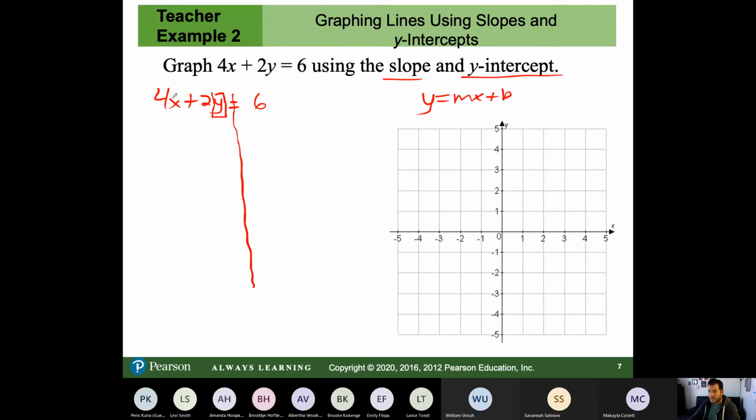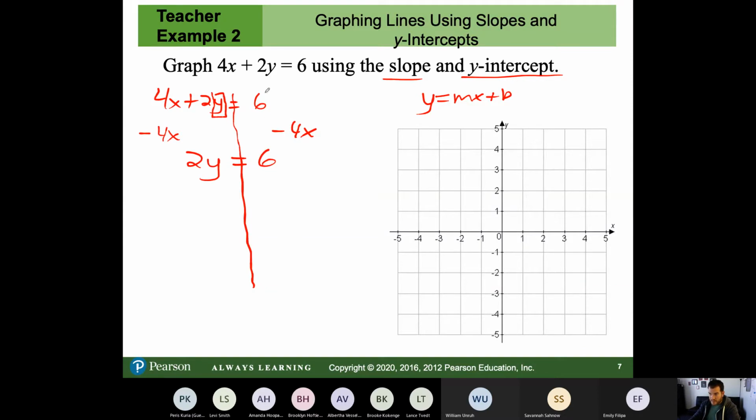But anyways, I'm going to put my line there. I've got to get rid of all this stuff over here, okay? So the first thing I'm going to do is subtract 4x from this side and subtract 4x from this side, okay? So remember, I've got 2y is equal to 6.